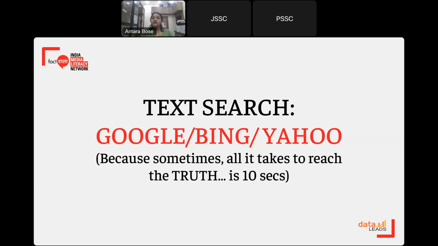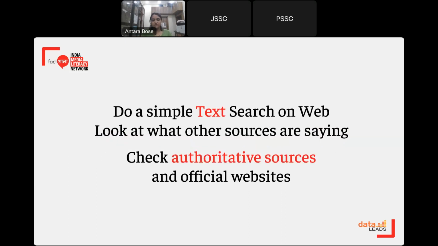Of course, Google is not the only search engine. There is Bing, there is Yahoo, and there is another site called Yandex. So if you don't get these things on Google, if it's complicated, you may get it in Yandex also. But you have to type the correct keywords. So do a simple search on the web. Look at what other sources are saying. Check authoritative sources and official websites.